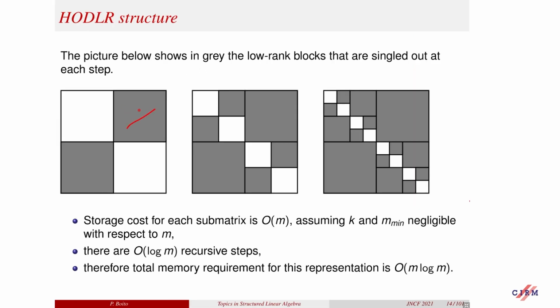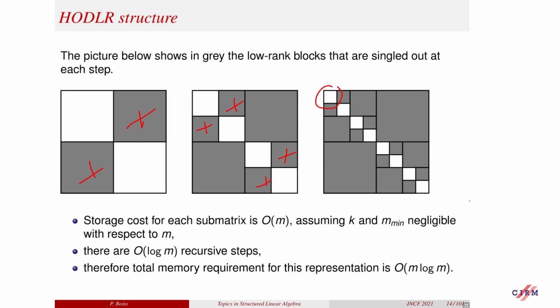Okay, we have taken care of this and we have taken care of this. We're left with the white blocks. What do we do with the white blocks? We iterate our partition process. So we divide it in 4 blocks. And again, this has low rank, this has low rank, same here. And so we're left with these white smaller blocks, and we iterate again, and so on and so forth, until the size of these blocks is small enough. And at that point, we store them as regular full matrices.